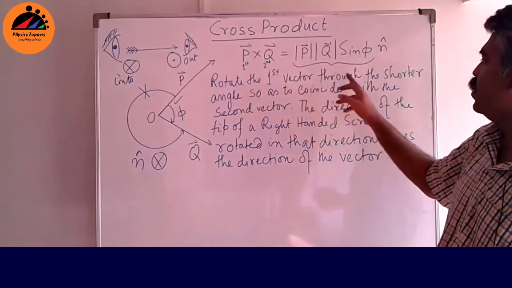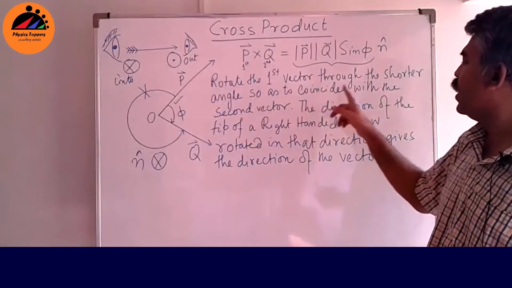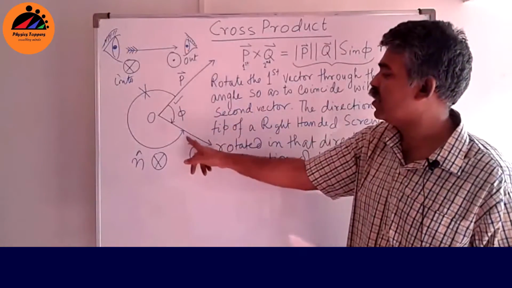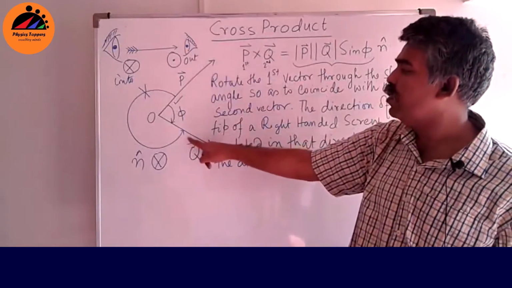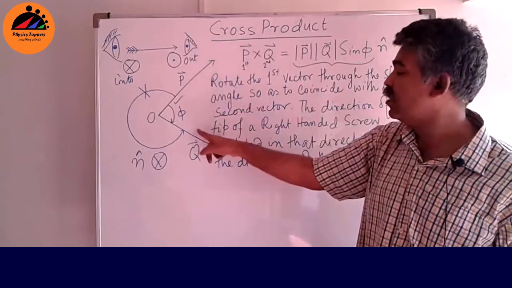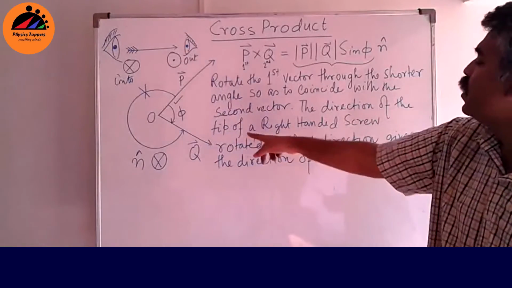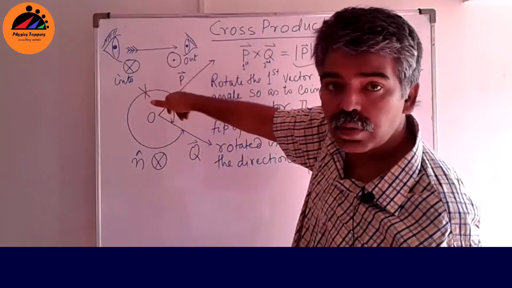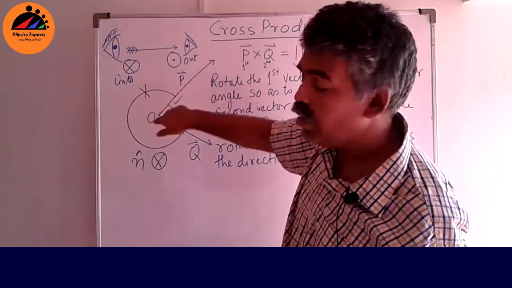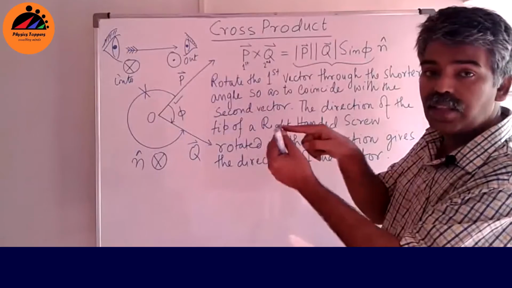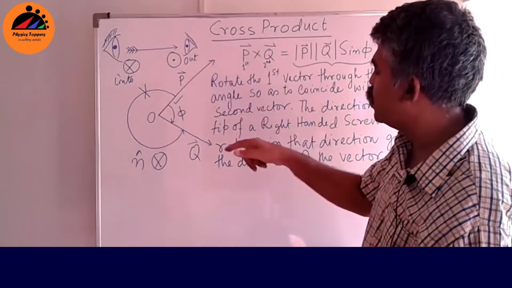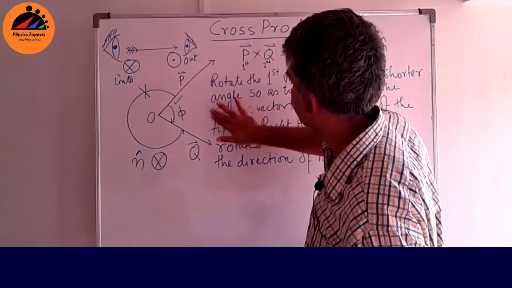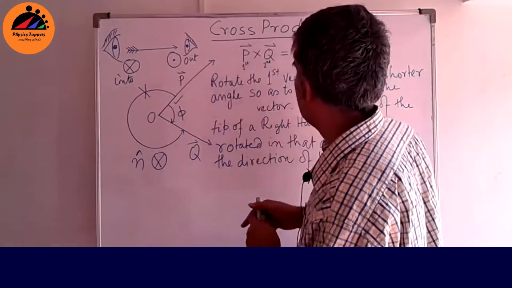I am repeating the statement: rotate the first vector through the shorter angle so as to coincide with the second vector. This is the first vector, this is the second vector. You rotate it, and the first vector will meet the second vector. The direction of the tip of a right-handed screw, you tighten a right-handed screw like this, this will go in. So the tip of a right-handed screw rotated in that direction gives the direction of the vector. Fine. So this gives you a direction.